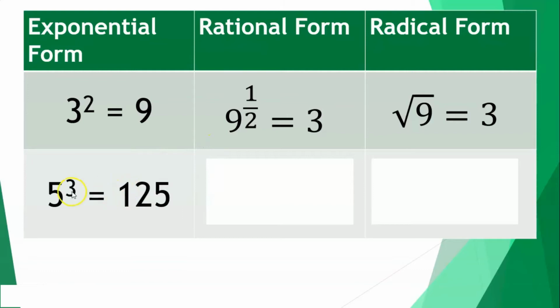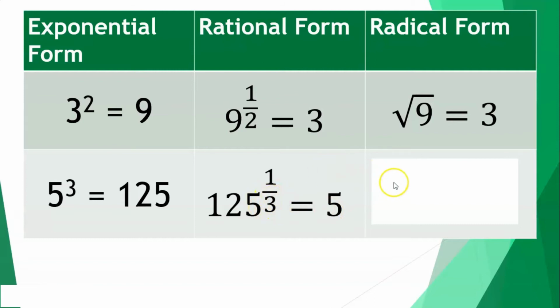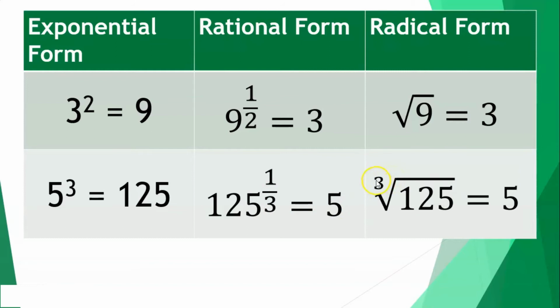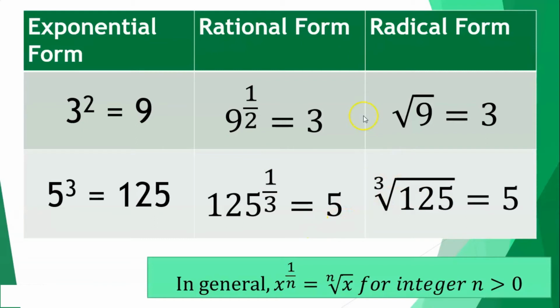Next, 5 cubed is 125. You can rewrite this as 125 to the power of 1/3 is equal to 5. So take note, the denominator is 3 here. So you can rewrite that in index form as the cube root of 125, which is 5. Now take note, the fractional exponent, in general, if you have x to the power of 1 over n, it's basically the nth root of x. So take note how it is done.